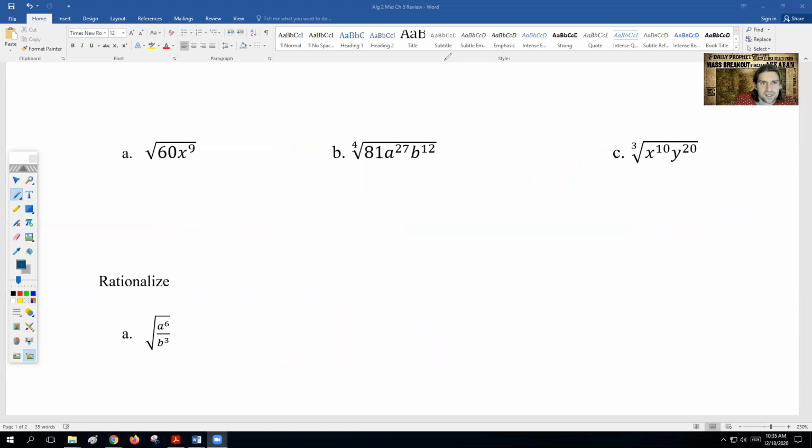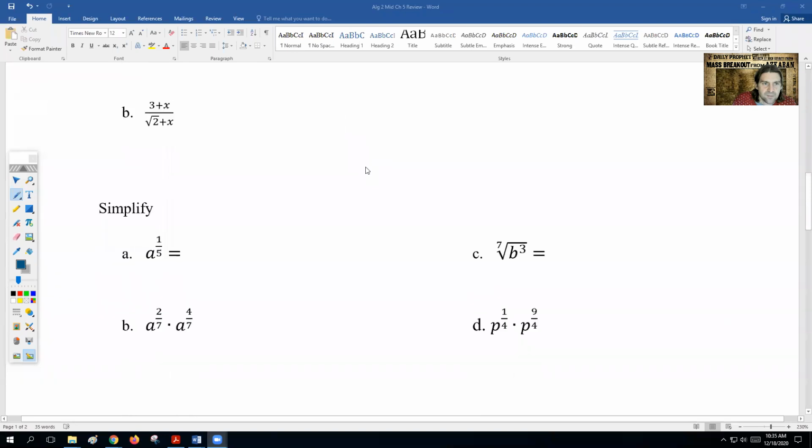Okay, let's keep this going, get through the review. Remember, you can pause this video at any time, go back to see. All right, what do we do here with this 3 plus x over radical 2 plus x? Well, when we have an expression like this, we need to multiply by the conjugate. So radical 2 minus x over radical 2 minus x.